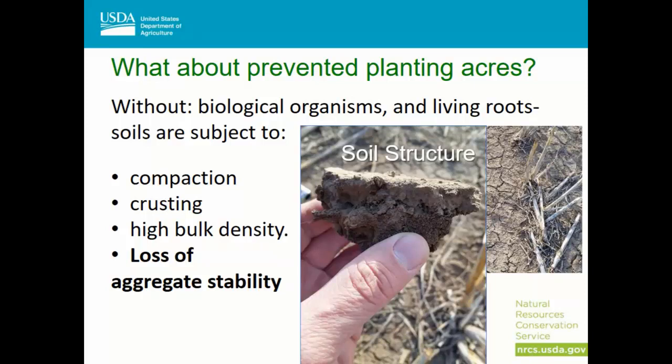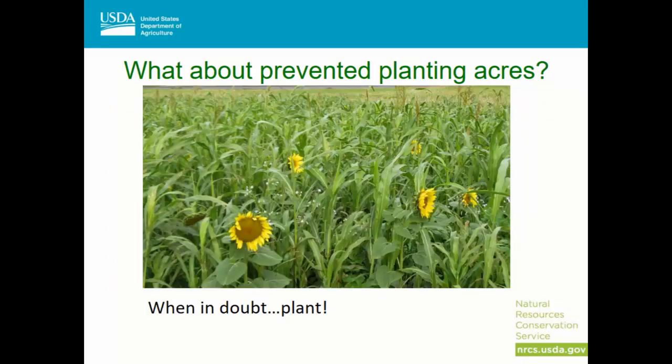And they do that very, very fast. They seal up even that first rain, but then the next rain's even worse, and the next rain's worse. So that's how we get infiltration, if we restore aggregate stability and we don't have to put up with that right there. So the bottom line, the take-home message, is that in prevented planting situations, yes, it's a bad deal.